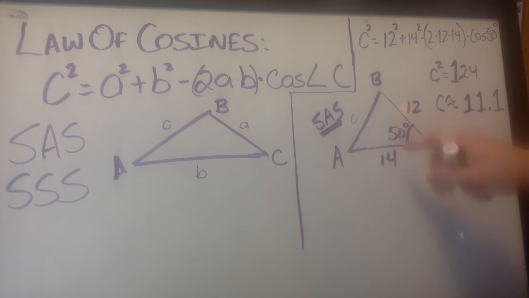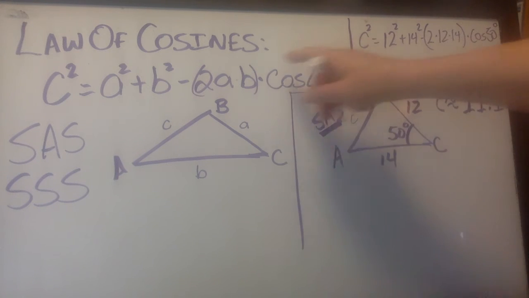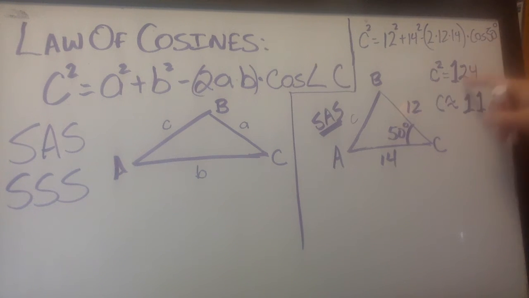As an example, little a, which is opposite angle A, is given as 12, little b is 14, and angle C is 50 degrees. So we plug it into the formula, and we get c squared. Don't forget, when you plug all that in, you get c squared. Don't forget to take the square root, and you get the answer.